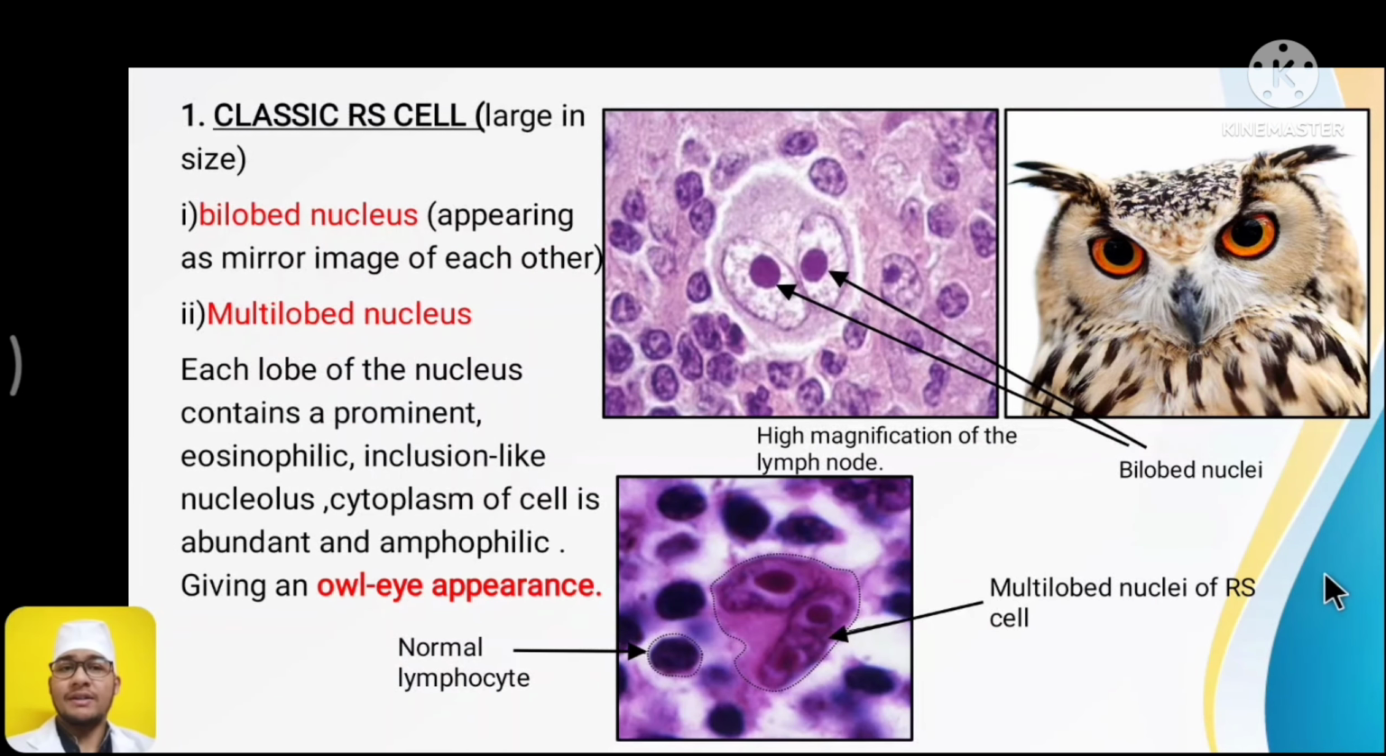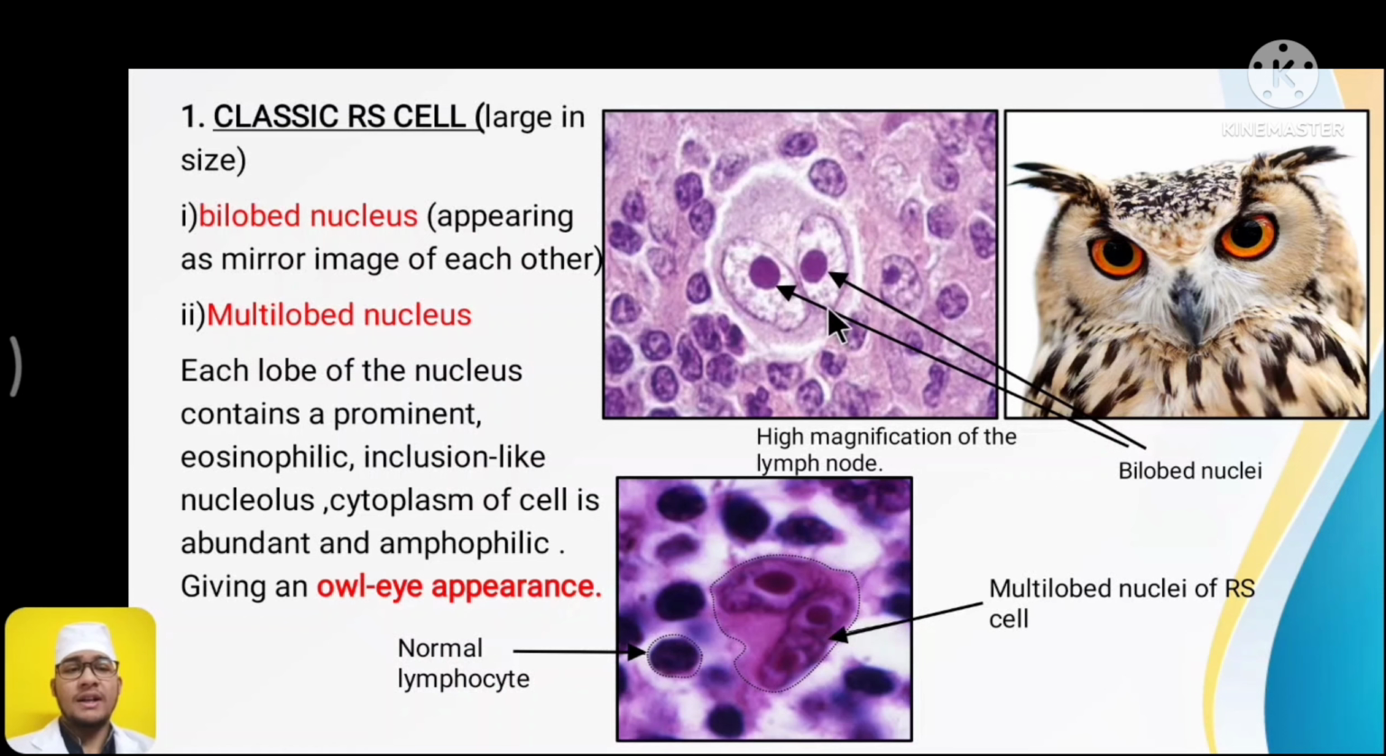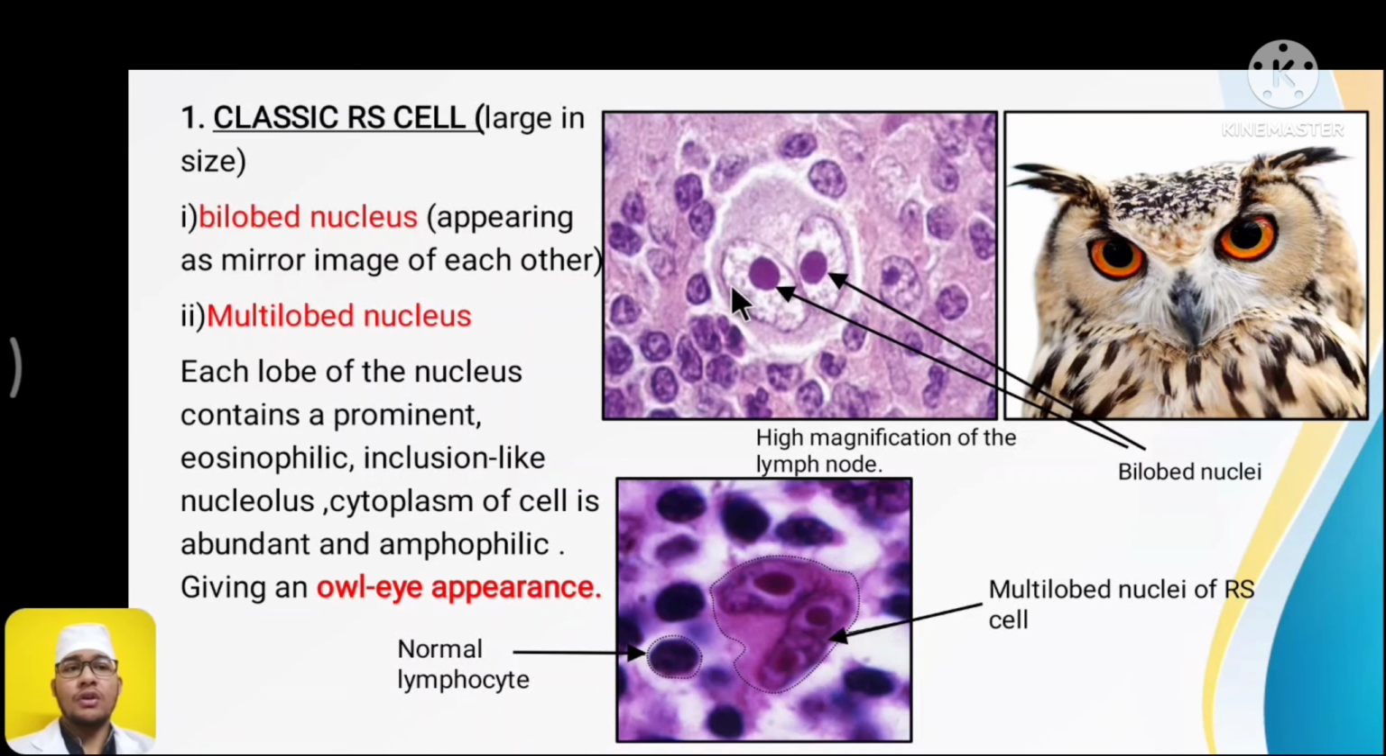First is the classic RS cell. It is large in size. It can be bilobed or multilobed. Each lobe of the nucleus contains a prominent eosinophilic inclusion-like nucleolus and abundance of cytoplasm, giving it an appearance of an owl-eye, as you can see here.